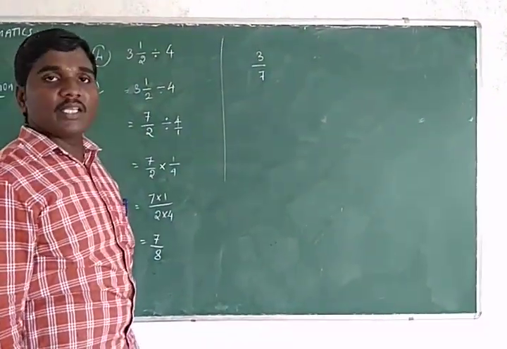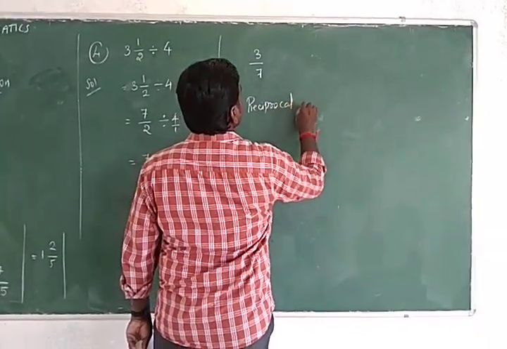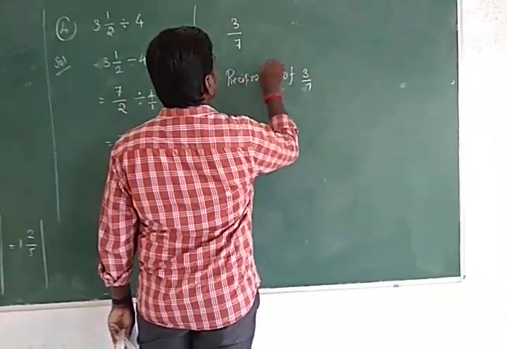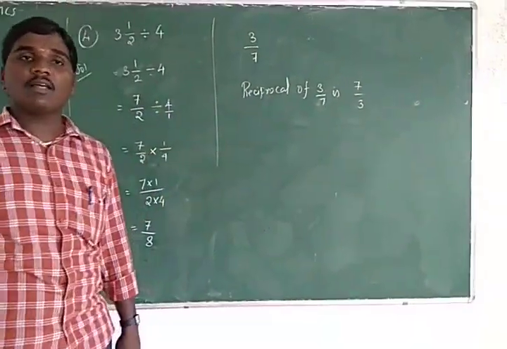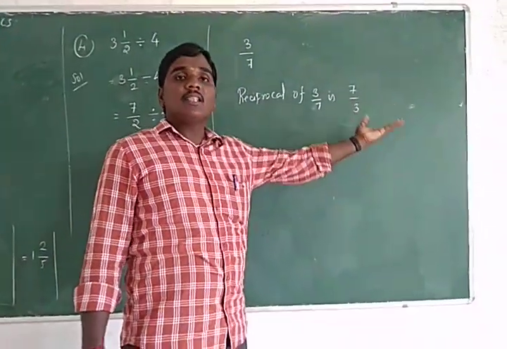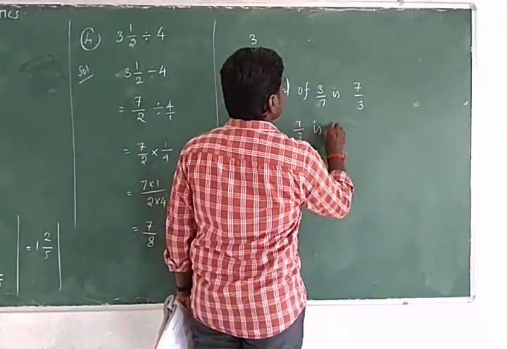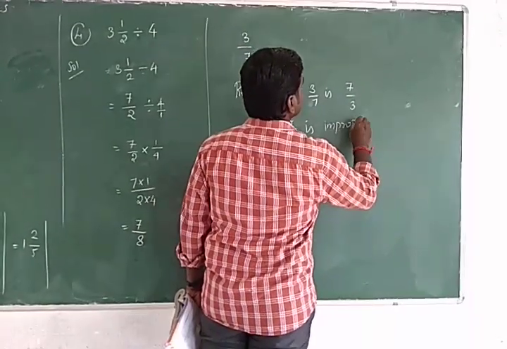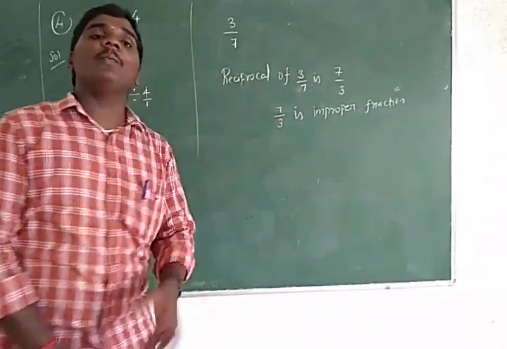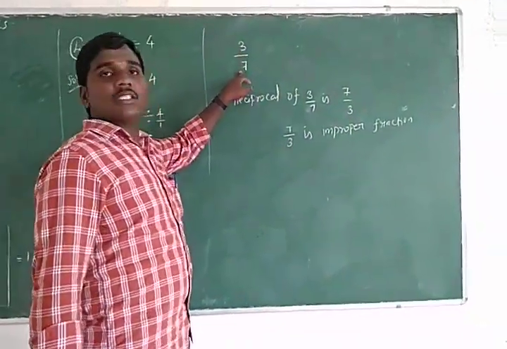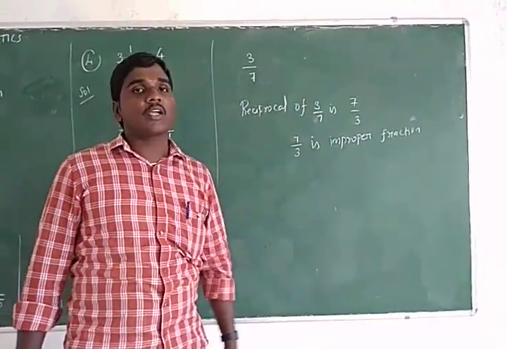What is the reciprocal of 3/7? The reciprocal of 3/7 is 7/3. 7/3 is an improper fraction. 3/7 is a proper fraction, and its reciprocal is an improper fraction. Okay, that's all.